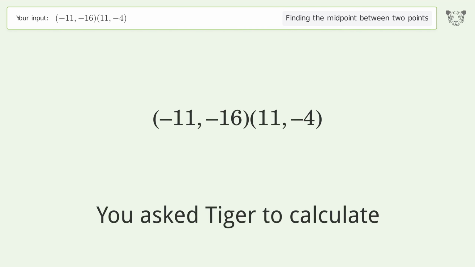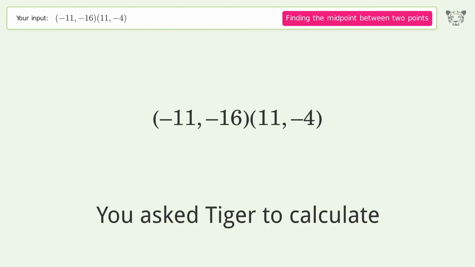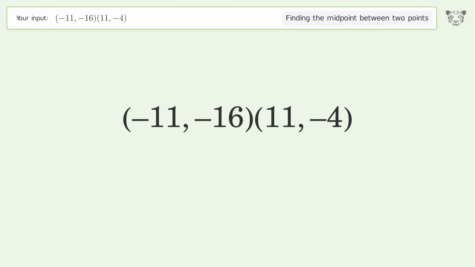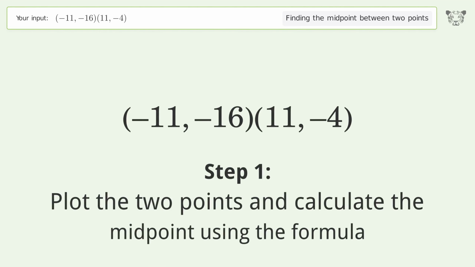You ask Tiger to calculate. This deals with finding the midpoint between 2 points. The midpoint between the 2 points is 0, -10. Let's solve it step by step. Plot the 2 points and calculate the midpoint using the formula.